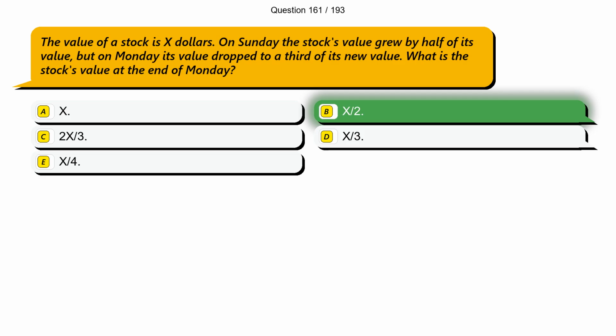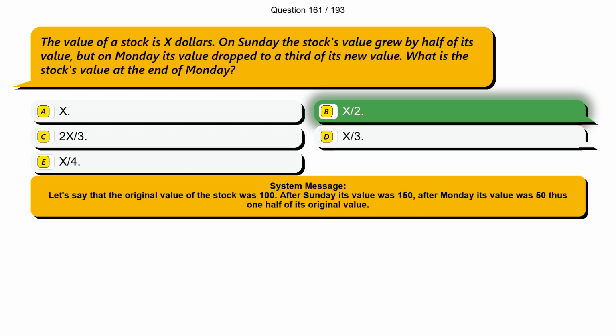The correct answer is option B, x/2. Let's say that the original value of the stock was 100. After Sunday its value was 150. After Monday its value was 50, thus 1/2 of its original value.